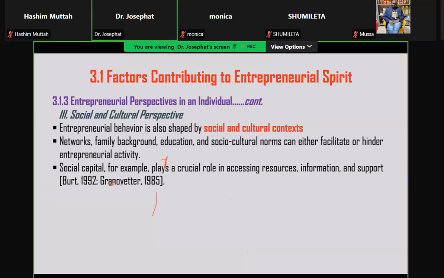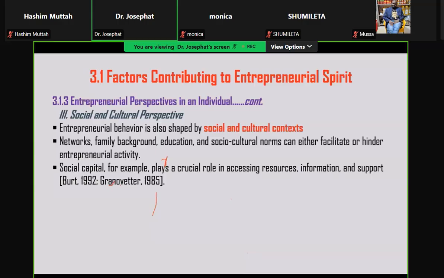So networking, family background, education, and social and cultural norms can either facilitate or hinder entrepreneurial activities. Hizi zote ambazo tunaziongelea ni za social: networking, family background, education level, social and cultural norms. They have a positive and a negative impact on entrepreneurial activities. So hapa tunaangalia directions, whether it's a positive or negative impact.